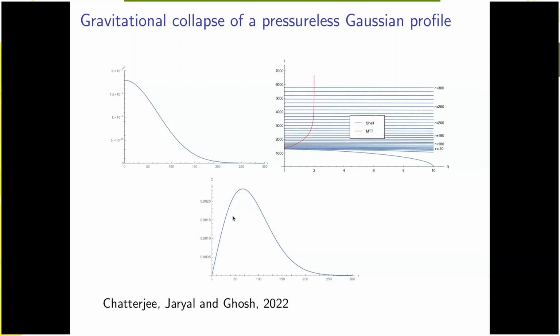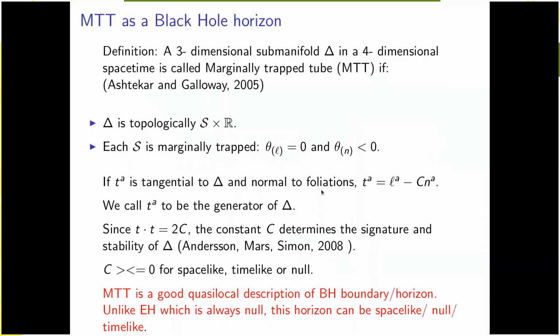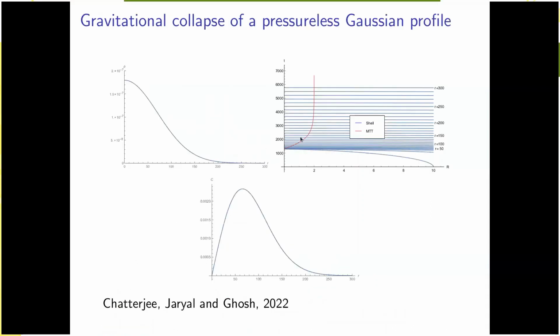How do we know that it is null? We can plot the value of C, as we have said here: when it is isolated, it is 0. When it is dynamical, C has to be greater than 0. We can use LTB models, the Lemaitre-Tolman-Bondi models of gravitational collapse, to find out what the values of C are. And we see that C is basically a positive quantity, and it goes to 0 at around 250 when the isolated phase has returned, when no matter falls in.